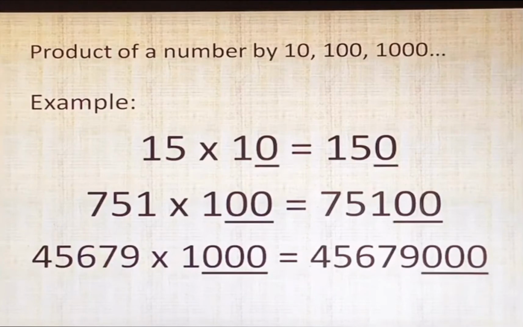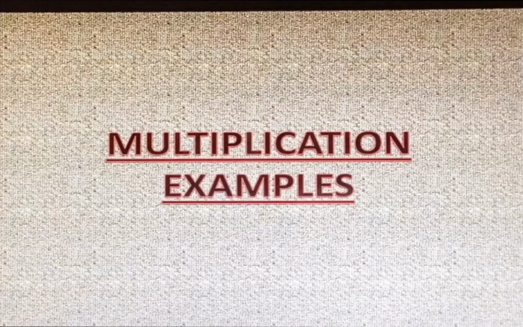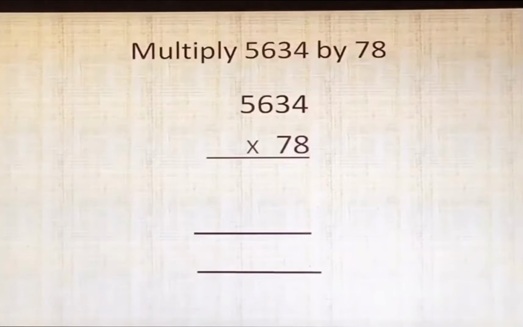So here did you notice the pattern? When we multiplied by 10 we have added 1 zero to 15, when we multiplied by 100 we have added 2 zeros, when we have multiplied by 1000 we have added 3 zeros. This is how we multiply by 10, 100 or 1000. Now we have some examples.